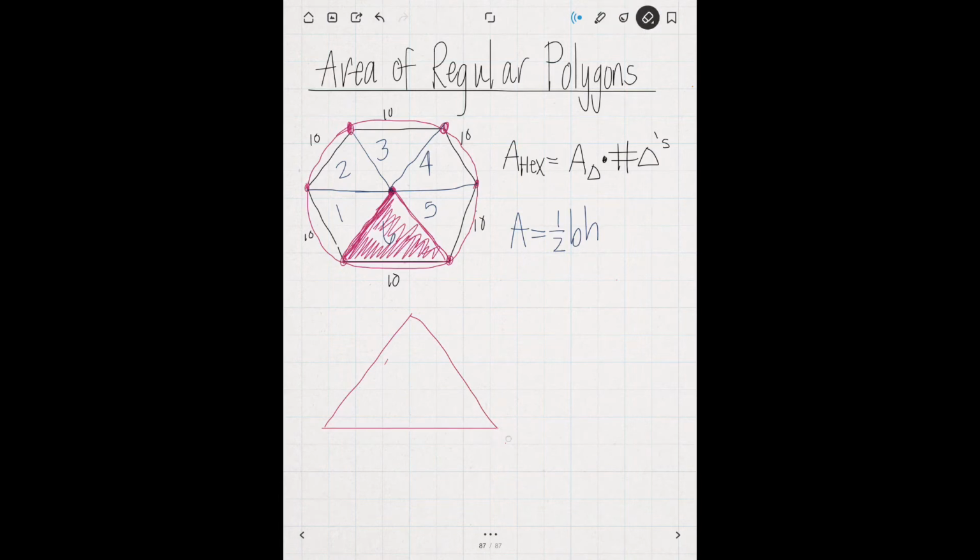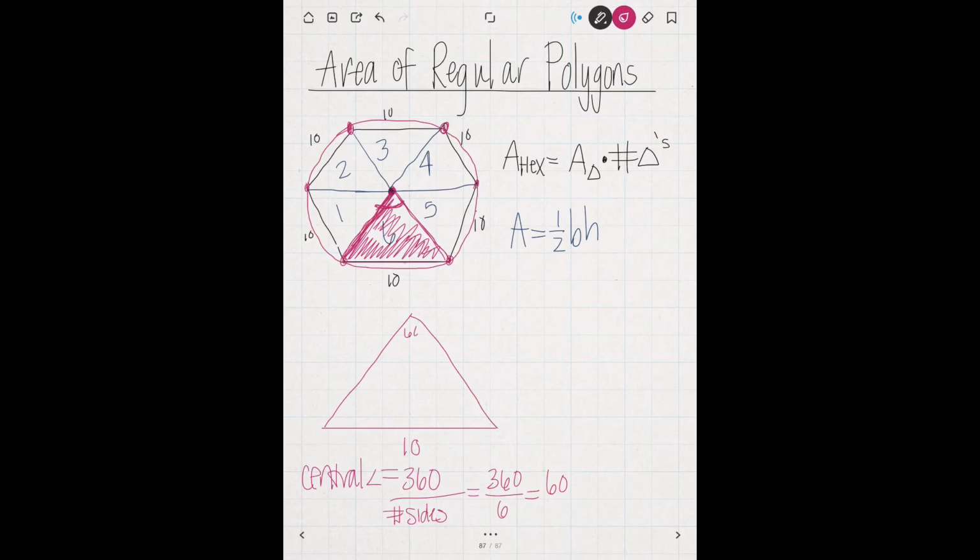Here's my triangle. They already tell me that this side is 10. The next thing I have to find is this part right here, which is called my central angle. Think about it this way: in a circle there's 360 degrees, so to find out how much this whole angle is, I take 360 and divide it by the number of sides, which in this case is 6. 360 divided by 6 gives me 60.